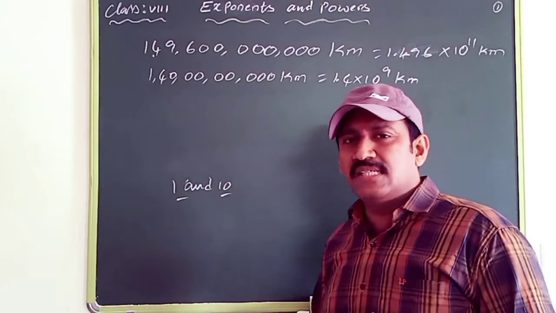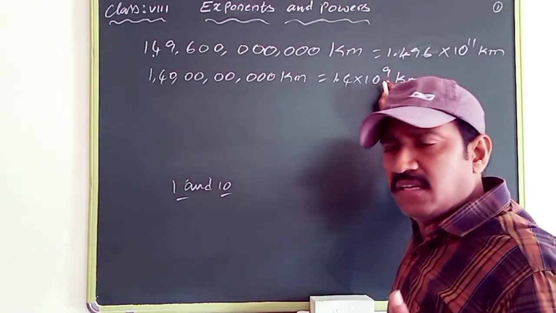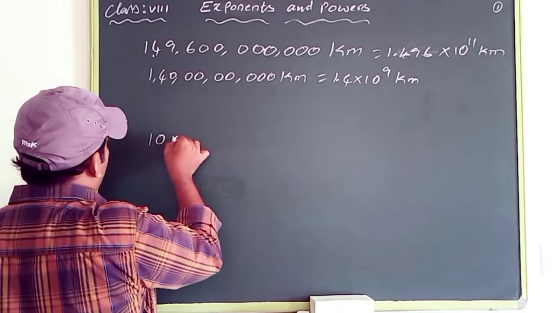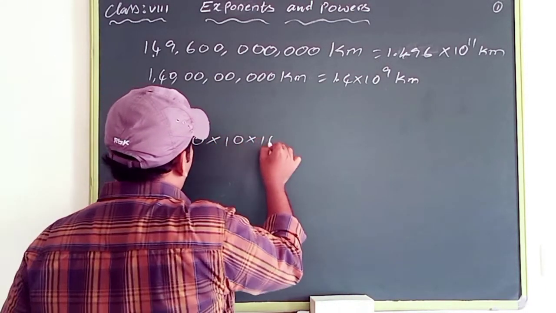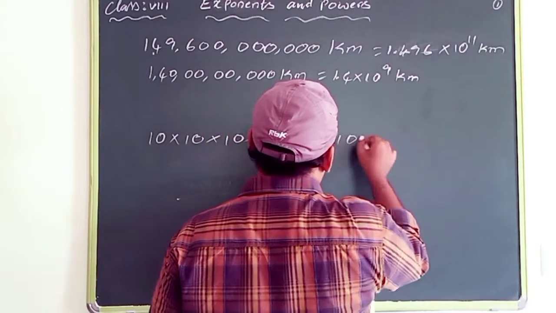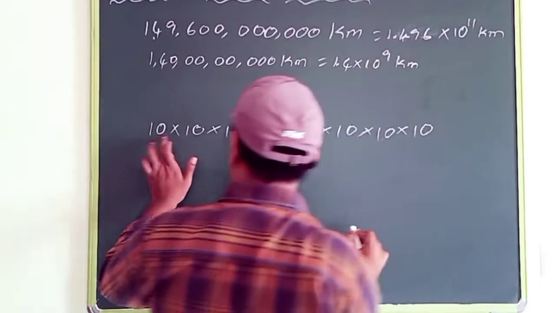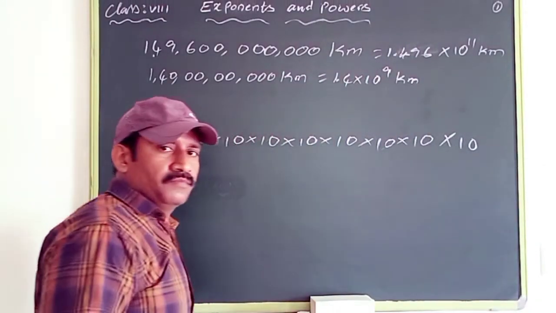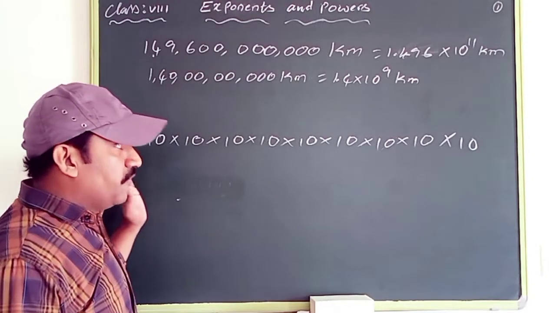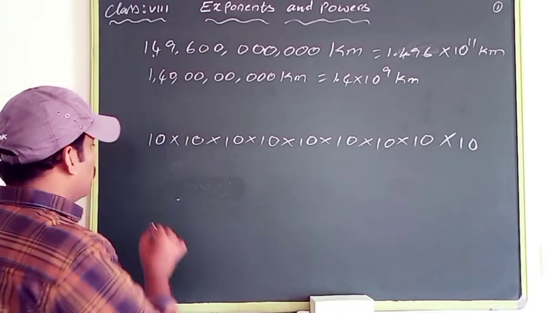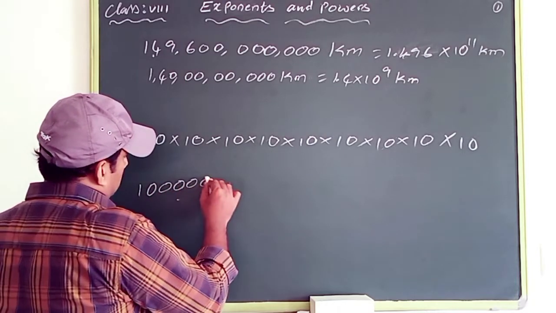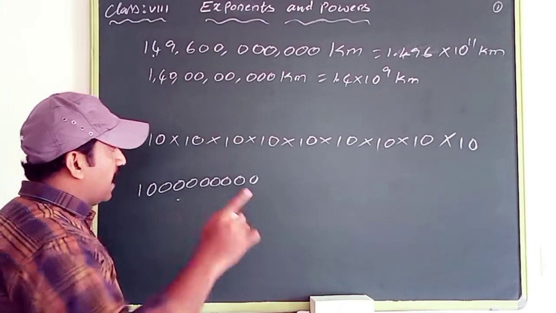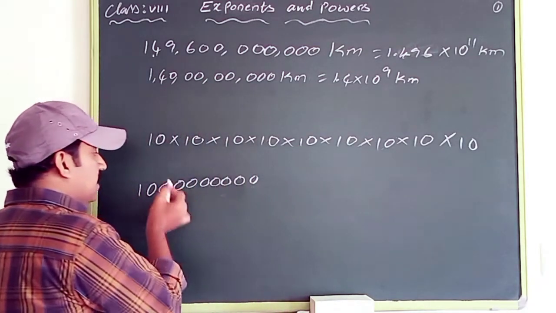Now what is this 10 and what is this power 9? Let us discuss. Suppose we have 10 into 10 into 10 into 10 into 10 into 10 into 10 into 10, that is 8 tens, and one more I am taking, into 10. If you multiply all these numbers, what do you get? 9 zeros, because we have 9 tens, so 9 zeros are there. So then we get this number. Got it? Check.